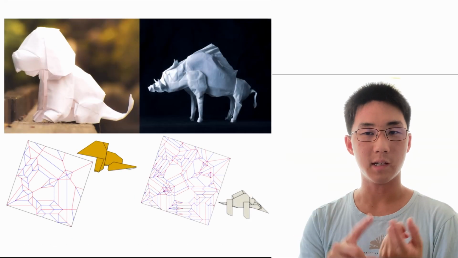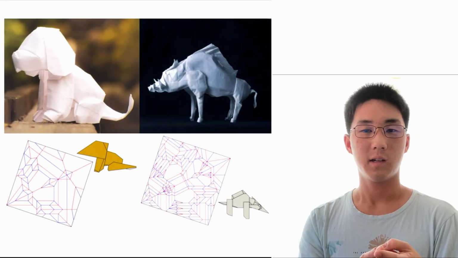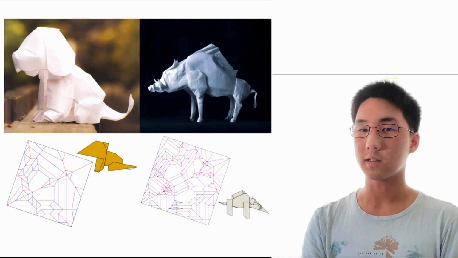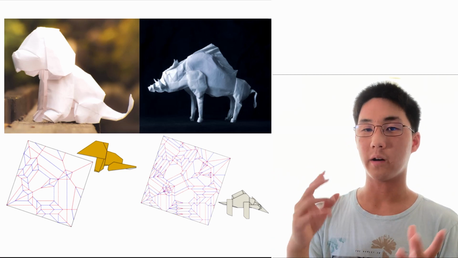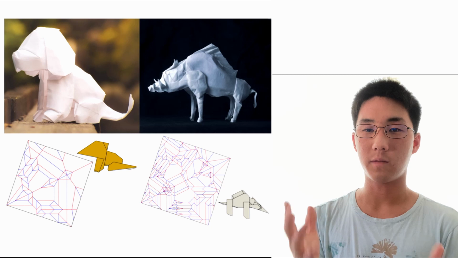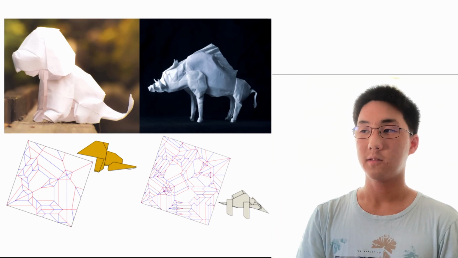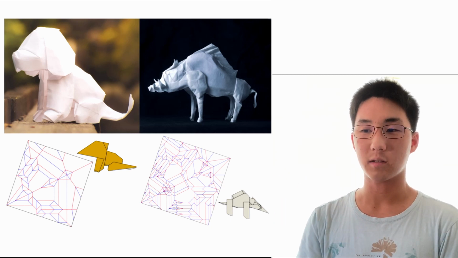So the first question is, is it box pleating? So does it lie on a grid? Well, it certainly does, right? Most of the creases are at 90 or 45 degree angles from each other. So yes, it is definitely box pleating.